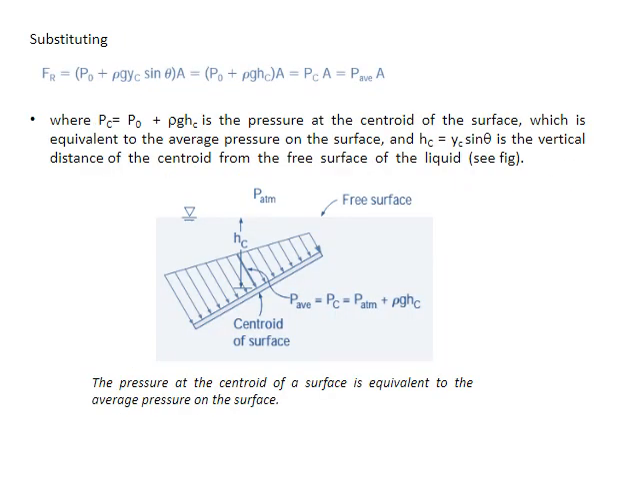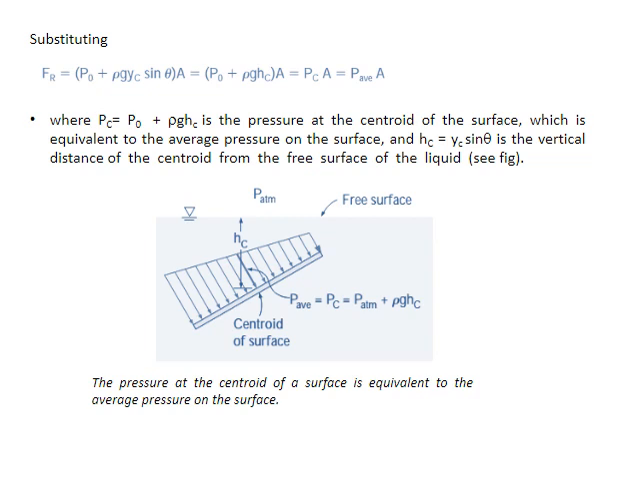In the previous slide, we calculated the resultant force acting on the plate submerged in a liquid. So what is the expression? The expression was Fr is equal to (P0 plus rho g yc sin theta) into A, and that yc sin theta will be equal to hc, the vertical distance of the centroid from the free surface of the liquid.